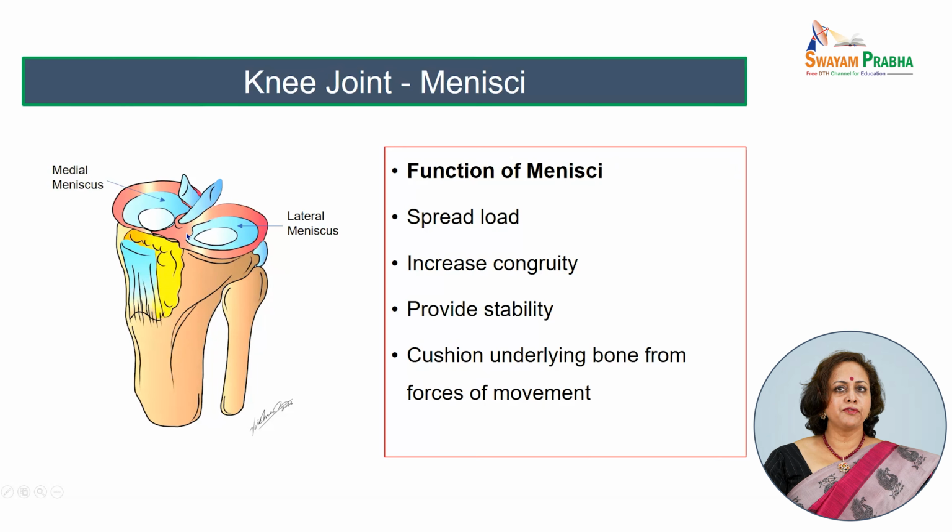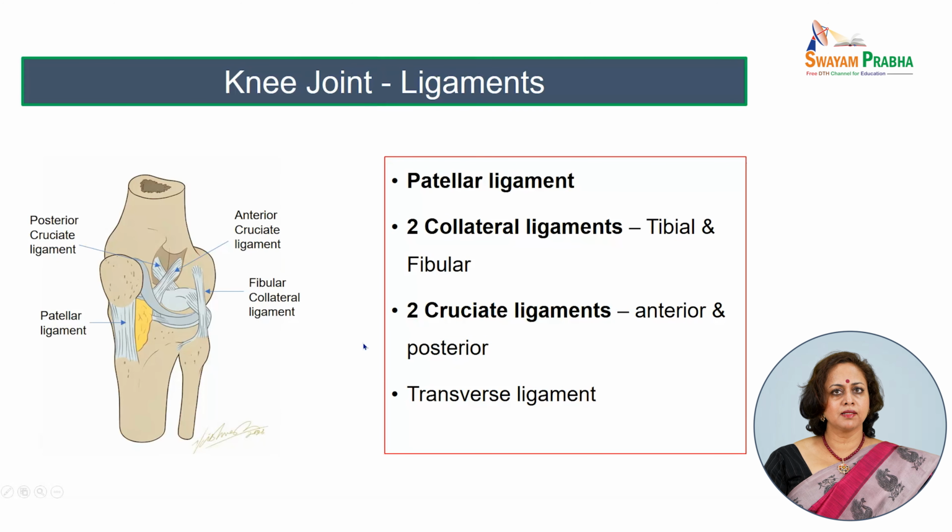If we summarize the functions of the menisci, they spread the load because the knee joint is a weight-bearing joint. It carries the weight of the entire body on the two knee joints. So they spread the load evenly along these cartilages. They increase the congruity, as I have already mentioned. They provide a smooth articular surface to the irregular tibial plateau. They provide stability and cushion the underlying bone from the forces of movement. These are the very important functions of the menisci.